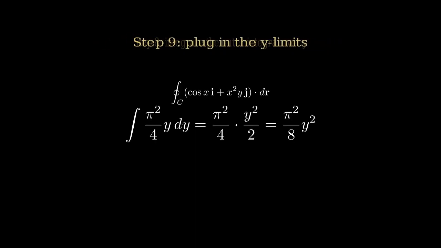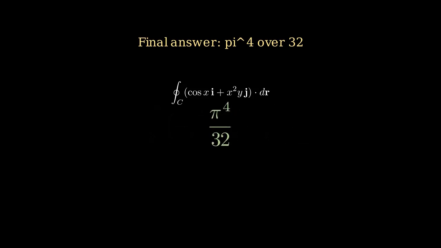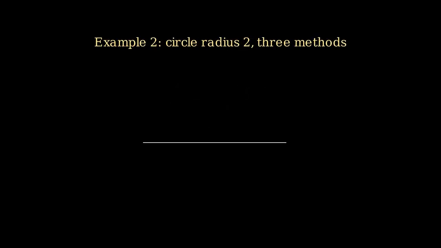Step 9. Plug in the y limits. At y equals pi over 2, we get pi squared over 8 times (pi over 2) squared, which is pi squared over 8 times pi squared over 4 equals pi to the 4th over 32. At y equals 0, we get 0. Step 10. Subtract: pi to the 4th over 32 minus 0 gives our final answer, pi to the 4th over 32.